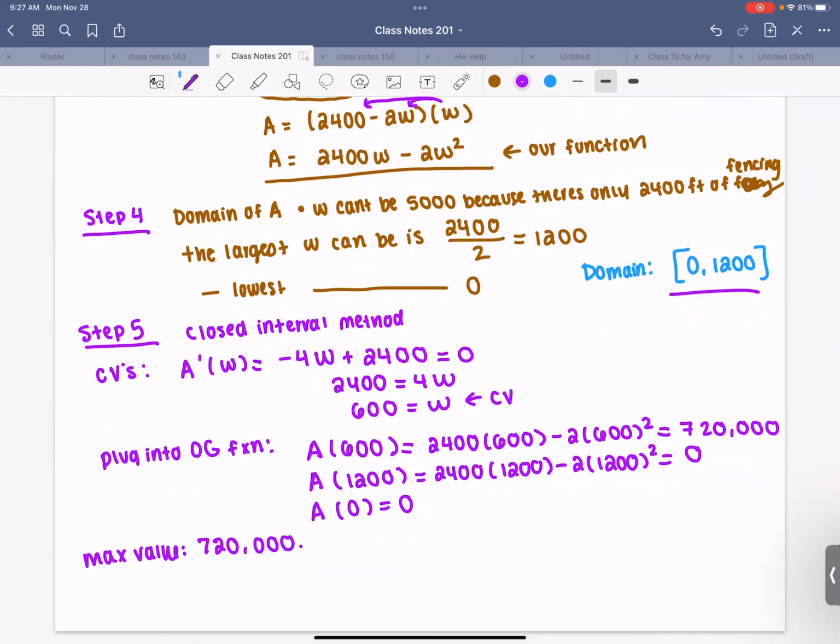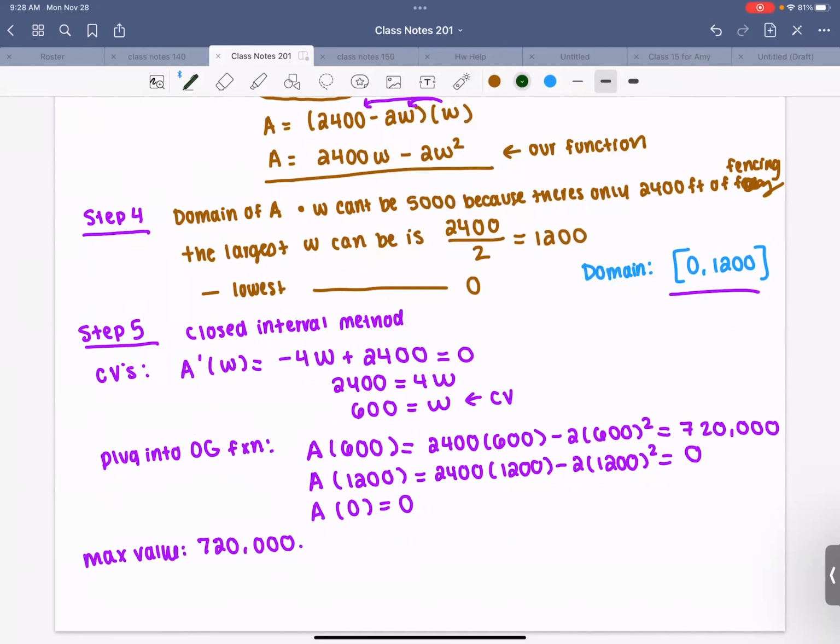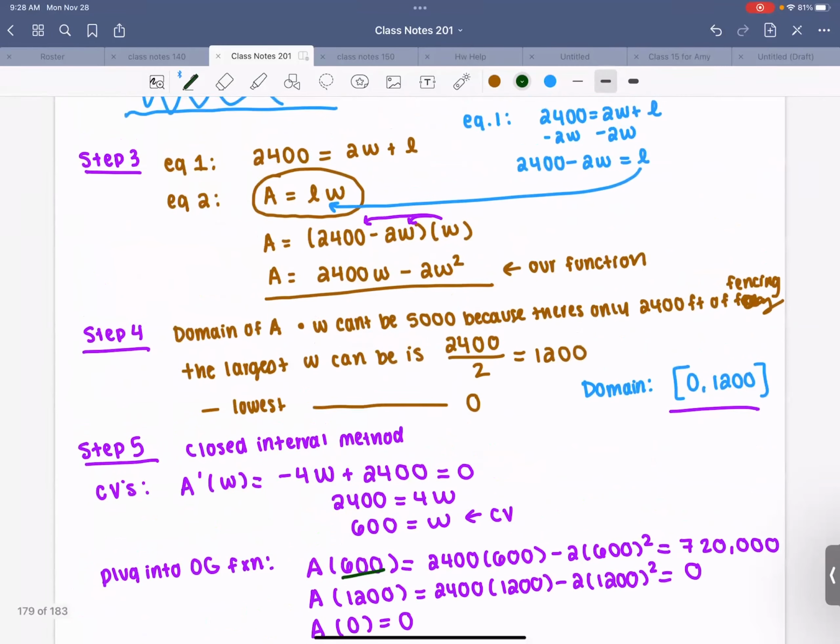Is that what the question's asking us for? No, it's asking for the dimensions. So now we have to step back and actually answer what the question is asking us, okay? So we want to find the dimensions. The max happened when W was 600, so we know what W is. How can I find what the length is when W is 600? Do the first equation in terms of solving it for L.